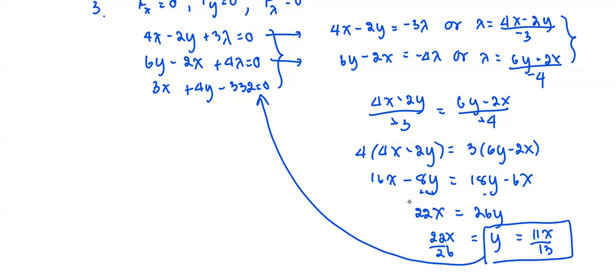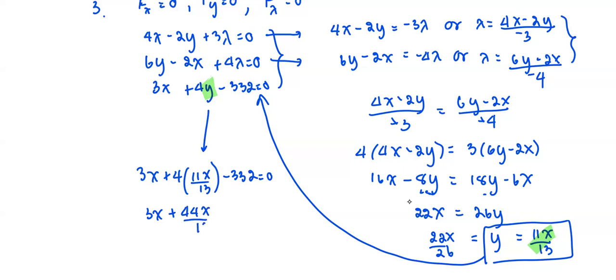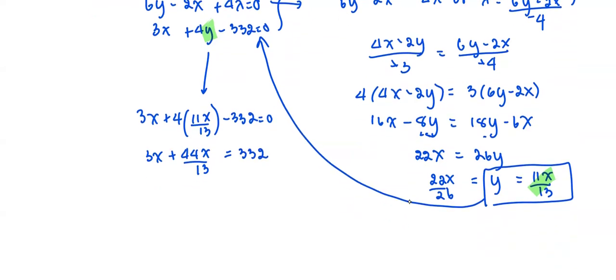So replace y with the expression 11x over 13, and we get 3x plus 4 multiplied by 11x over 13 minus 332 equals 0. And then simplify and solve for x. We got 3x plus 44x over 13 equals 332. And then collect the terms here. 3 as 3 over 1, so it's going to be 39x over 13 plus 44x over 13 equals 332. 39x plus 44x is 83x over 13 equals 332.